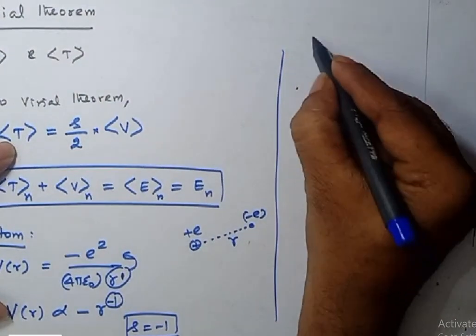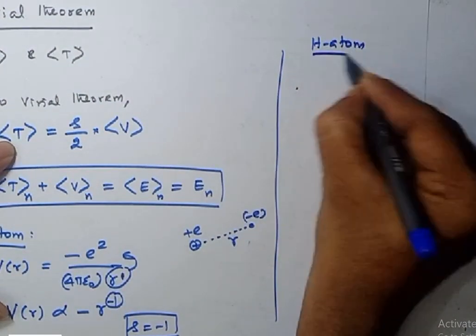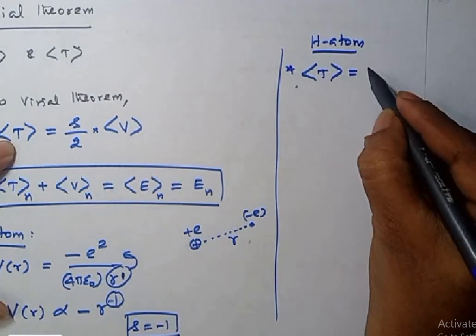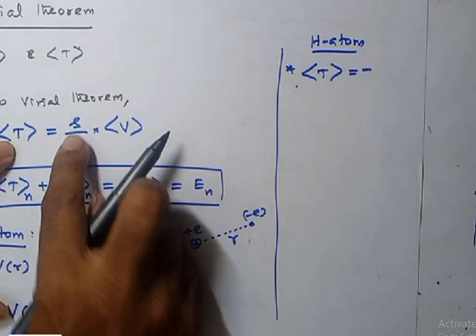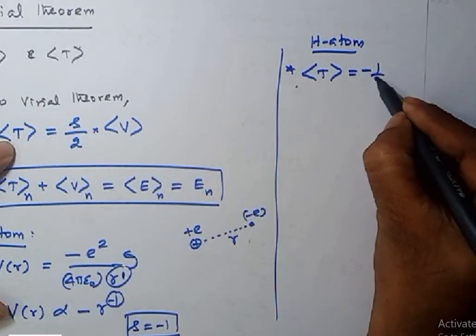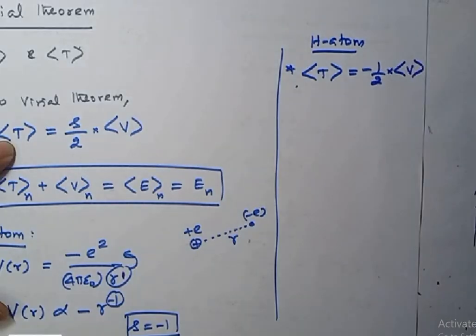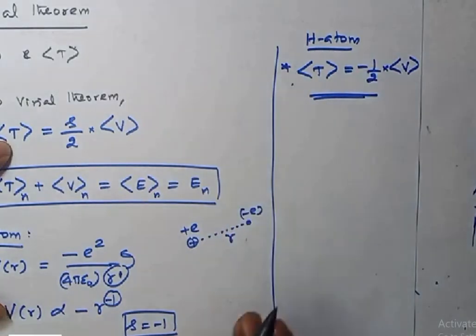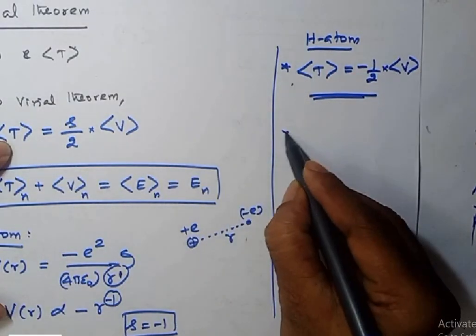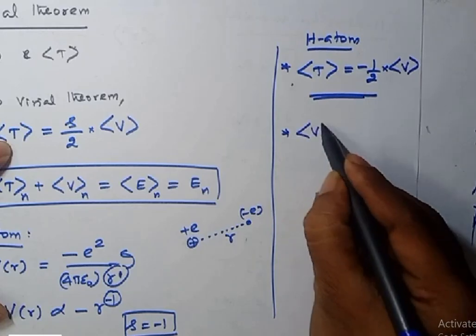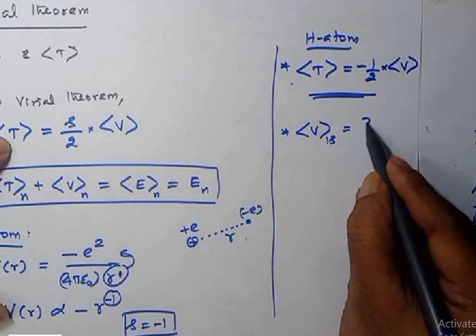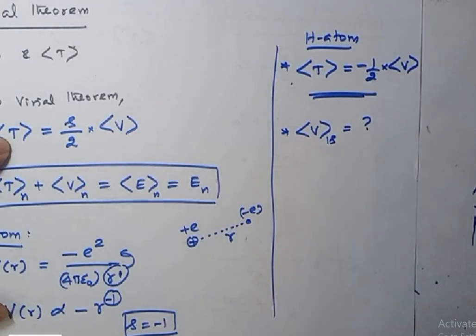So, for the hydrogen atom, the average kinetic energy is equal to minus 1 by 2 into the average value of potential energy. Remember, this is very, very important for the hydrogen atom. Now listen, suppose I want to know the potential energy of the electron present in the 1s orbital. What is the average potential energy of the electron present in the 1s orbital? How to do that? Very simple.